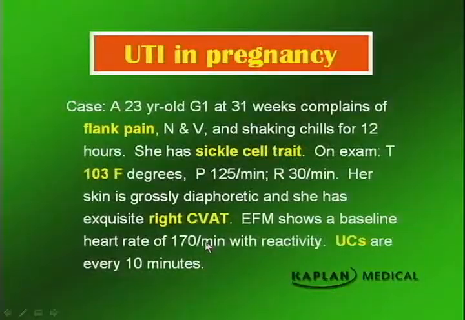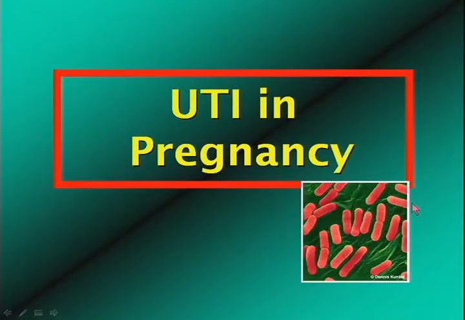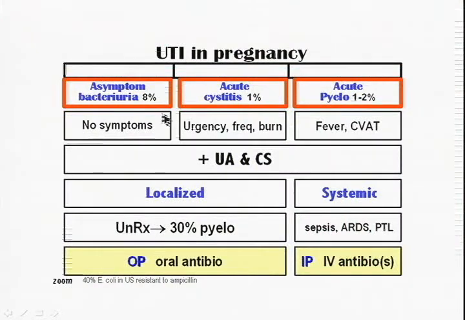So here we have a fetus that probably has 104 degrees, and what effect will fever on the baby have on its heart rate? It's a physiologic tachycardia. It has reactivity, which means that there are accelerations, so that's healthy, but there are contractions, and preterm labor is common with patients who have pyelonephritis. Let's look at UTI in pregnancy. There are basically three entities we're concerned with: asymptomatic bacteriuria, acute cystitis, acute pyelonephritis.